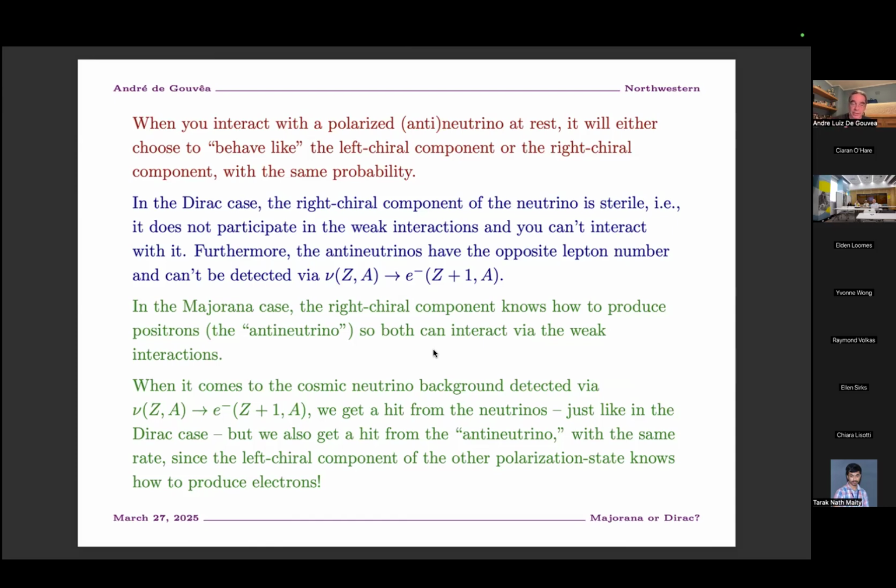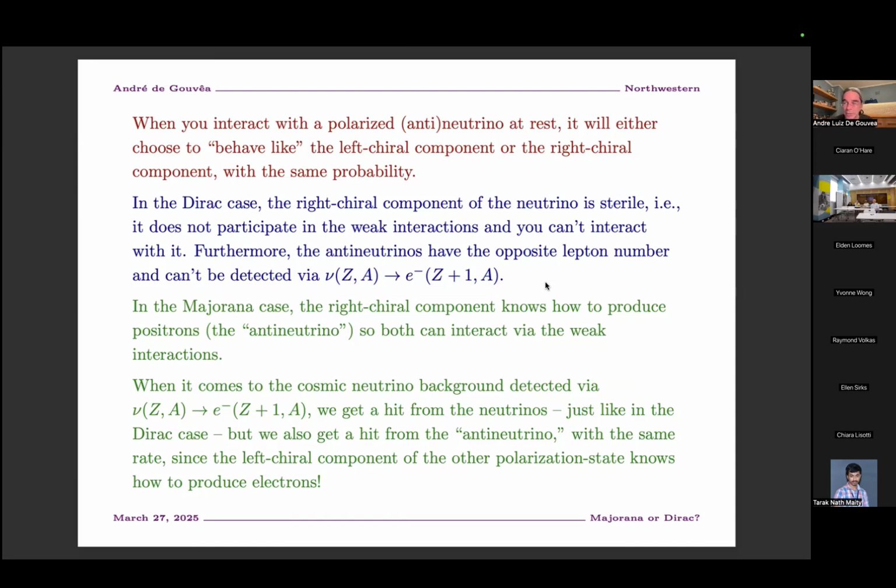So that means if the neutrinos are Dirac, and I have my neutrinos, and that object is going to try to talk to my nucleus to undergo this reaction over here, it'll either behave like a left chiral current, and then the reaction will go, or it will behave like a right chiral current, and the right chiral current doesn't participate in the weak interactions, so nothing happens. That's what happens with the neutrino component of the cosmic neutrino background if the neutrinos are Dirac.